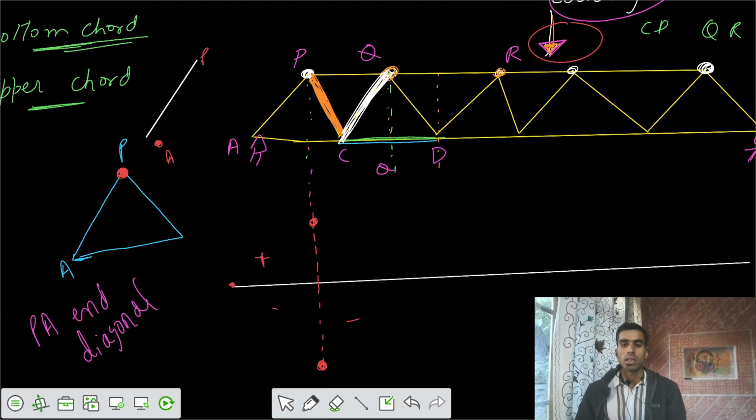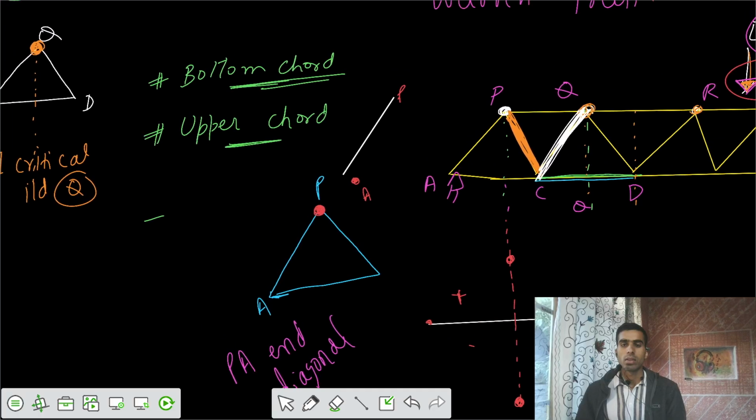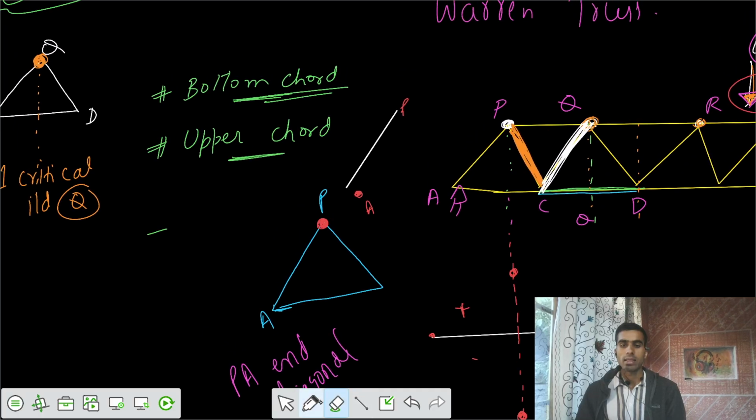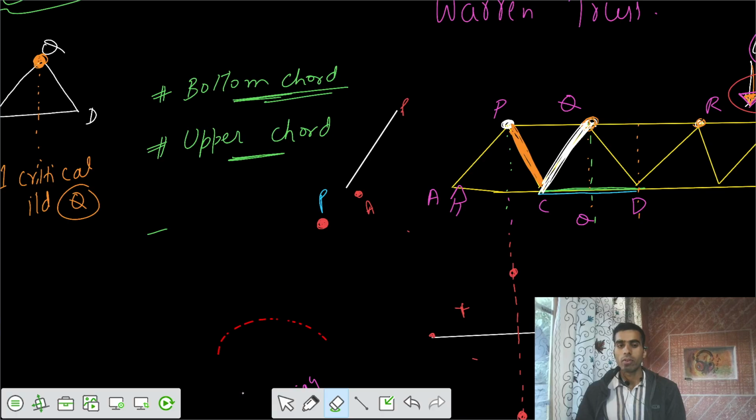I would say that, let's analyze this case. This is a different case because it is an end diagonal, and the loading... we would see what's the difference here. What's the critical thing for this case? This is the end diagonal, and there is some exception here for this case. Let's have that. I would analyze this one.